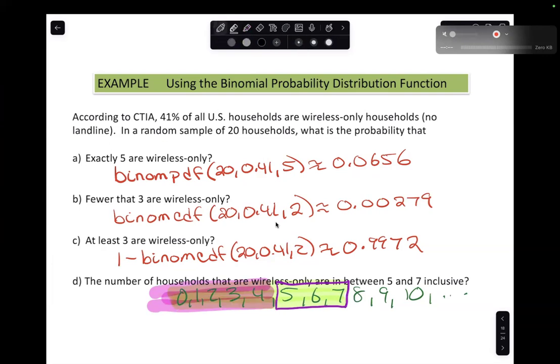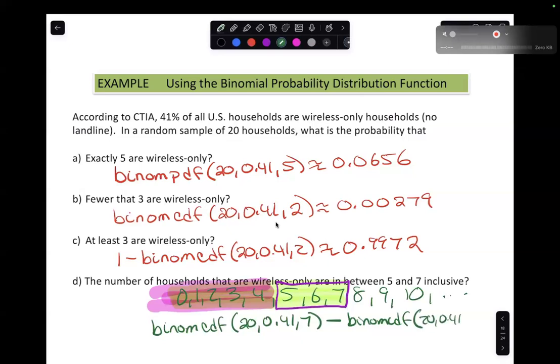I'm pretty sure there's one in your homework like this. I don't think I give you anything like this on the test, but there is one in your homework. So what I did was binomCDF 20, 0.417 minus binomCDF 20, 0.414. So that's subtracting off this piece right here, because I'm figuring out what that probability is and subtracting it off.